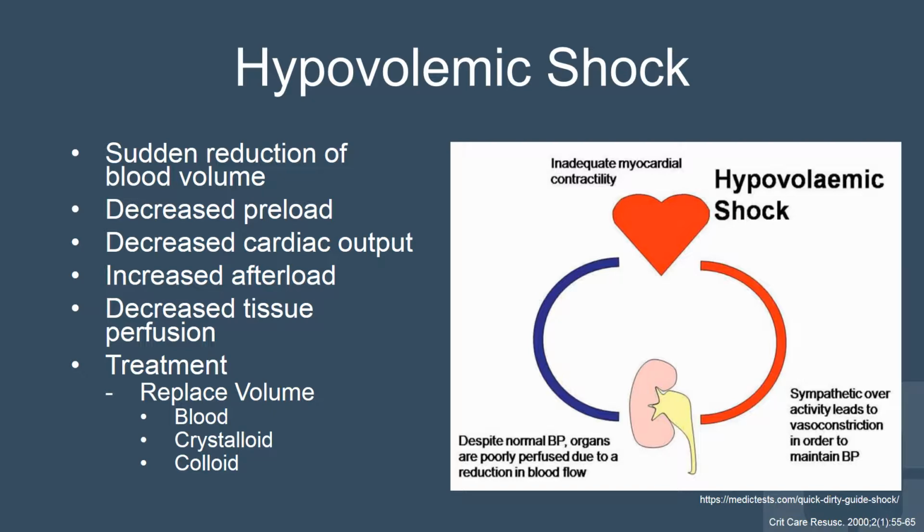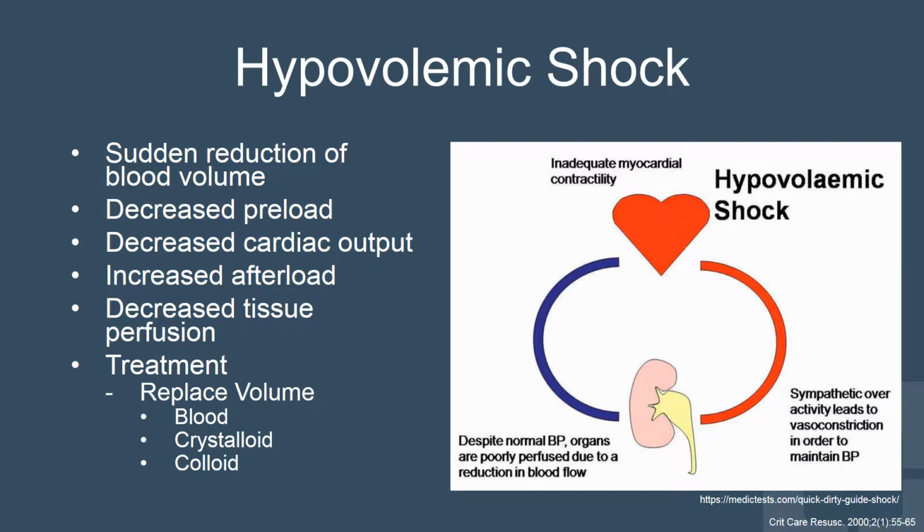As a result, we see a decreased preload coming back to the heart as there's not enough blood in the system. We see a decreased cardiac output, again, because there's not enough blood for that heart to pump. We see an increased afterload as the body tries to compensate by increasing its sympathetic tone and increasing systemic vascular resistance. We see a decreased tissue perfusion as there's not enough blood within the system. And the treatment for this is to replace that volume.